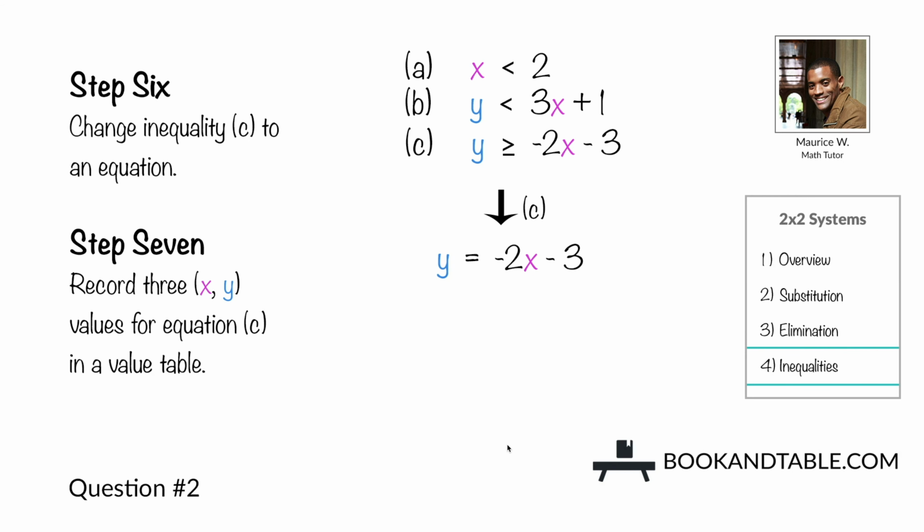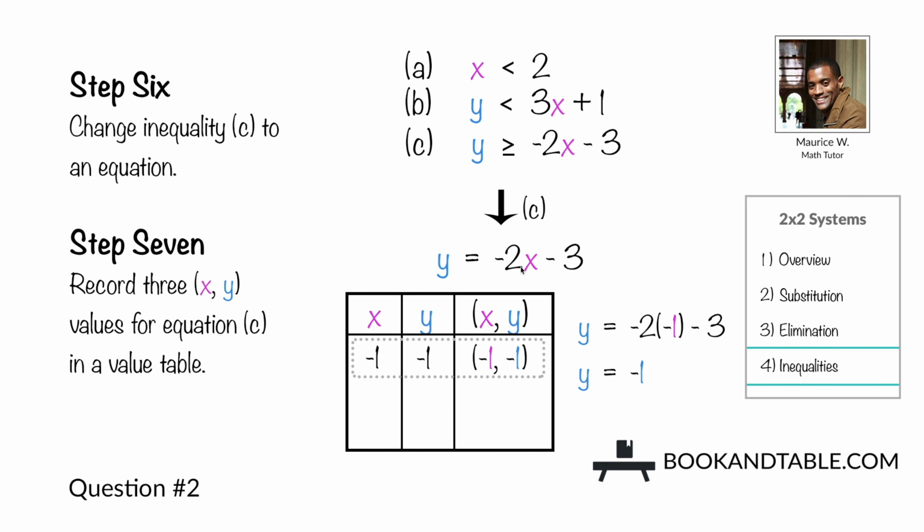And now we want to create a value table for C. So step 6, change inequality C to an equation. So we change greater than or equal to, to equal to. And now we plug in 3 values for x. So when x is negative 1, y is negative 2 times negative 1, which is 2. 2 minus 3 is negative 1. So when x is negative 1, y is negative 1.